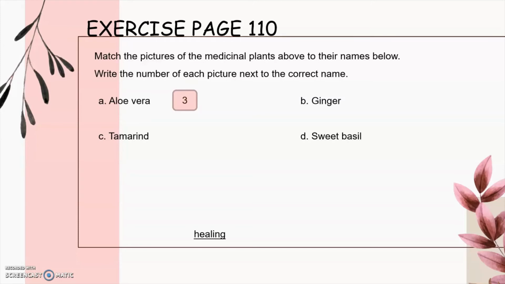And how about ginger? 1, 2, or 4? Good. Oh, tamarind first. Okay, sorry, tamarind is number 1. And then ginger. Ginger is number 4. And then the last number is? Good job, 2. Good job.